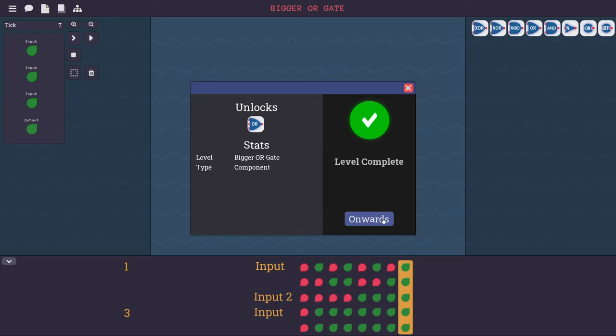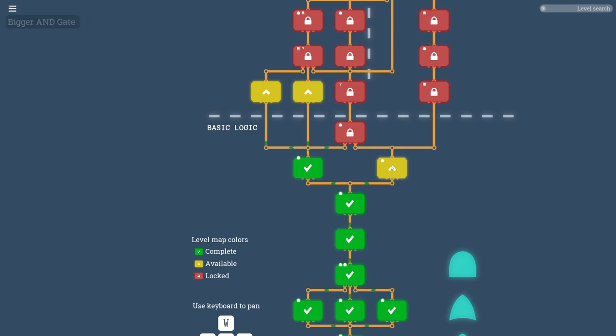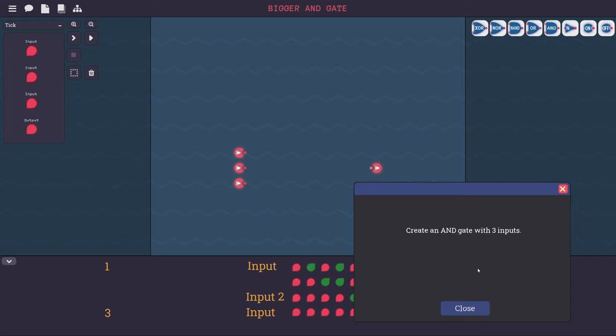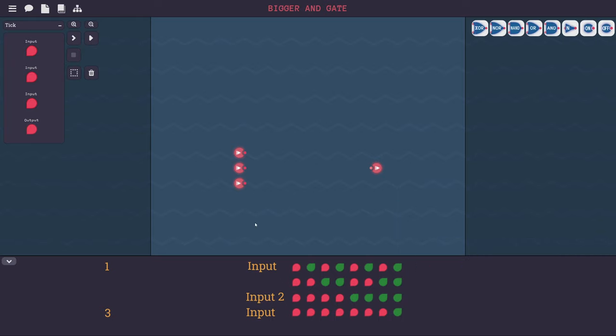All right, that one was pretty straightforward. Let's keep moving on. What's next? Bigger AND gate. Create an AND gate with three inputs. Okay, so let's try a similar approach.